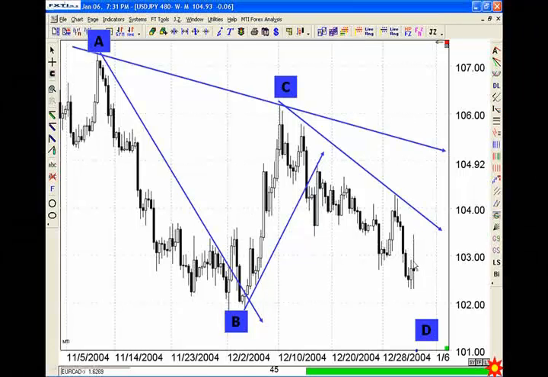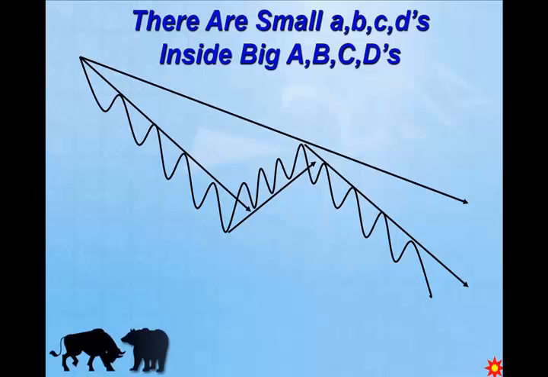Okay, and most probably in the future it will break and go higher, and this market continues to move in this way. That's why it's important to know where the trend is. Okay, and there's ABCDs inside of big ABCDs. You're going to see that this could be a big A, B, C, D.